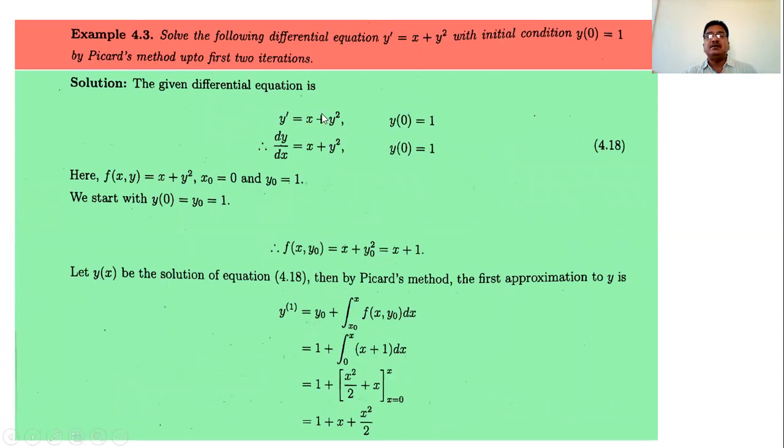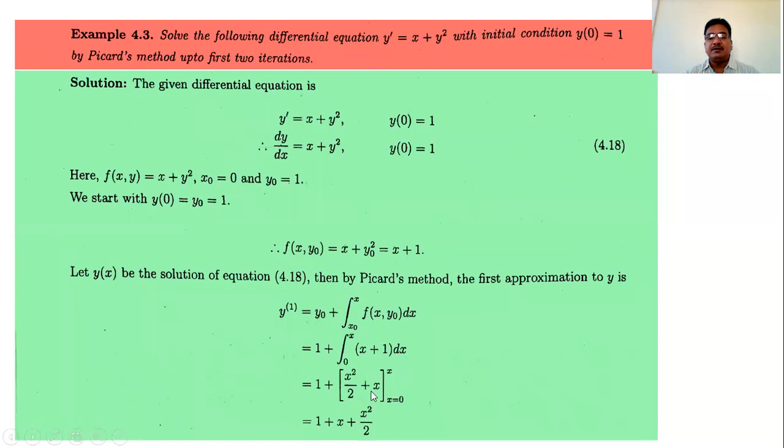So the next problem is y dash equal to f of x y, which is x plus y square. This is f of x y. y0 is 1 and x0 is 0. Then write the general formula to find y1. y1 is y0 plus the integration from x naught to x of f of x y0 dx. And what is f of x y0? It is x plus y0 square.